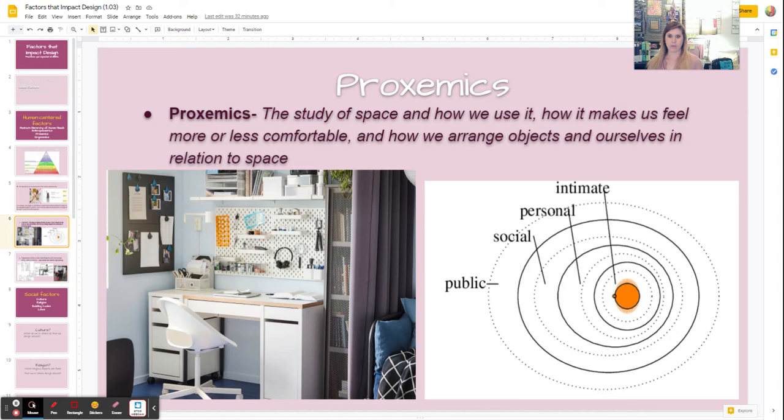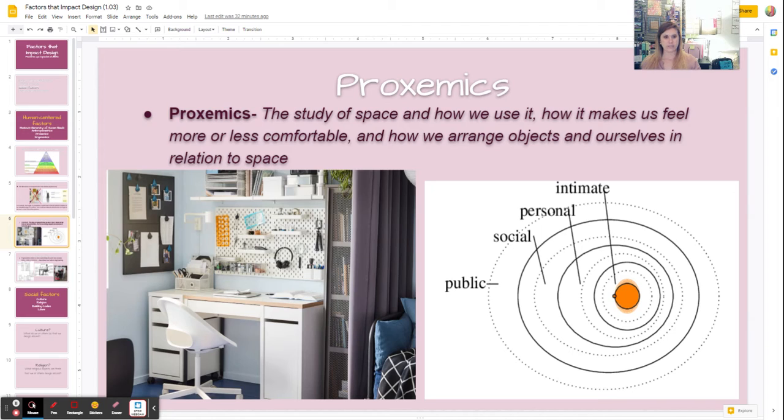Proxemics is a study of space and how we use it. Like, think about where you sit to do your homework at home. Where are things laid out in relation to you and how you use them? Or in your kitchen or in your bathroom? How are things laid out in relation to when and how you use them?